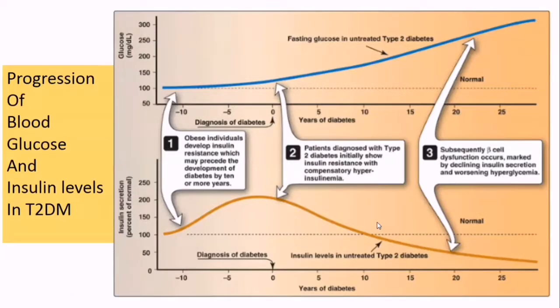So progression of blood glucose and insulin levels. This diagram also depicts the same, the fasting glucose in untreated type 2 diabetes. So obese individuals develop insulin resistance, which may precede the development of diabetes by 10 or more years. So here you can see, the patients diagnosed with type 2 diabetes initially show insulin resistance with compensatory hyperinsulinemia, and subsequently when the beta cells fail or are destroyed, there is a relative absence of insulin, which leads to the increase in the glucose levels.